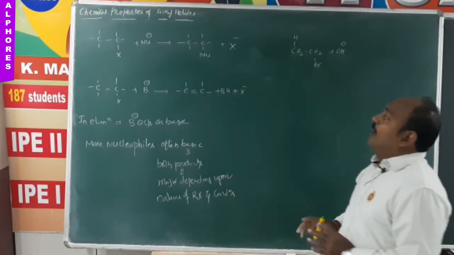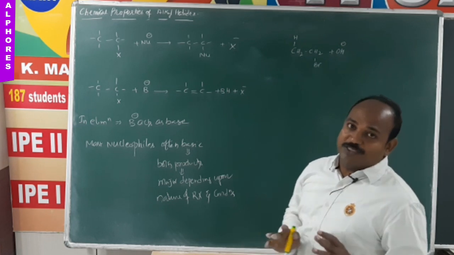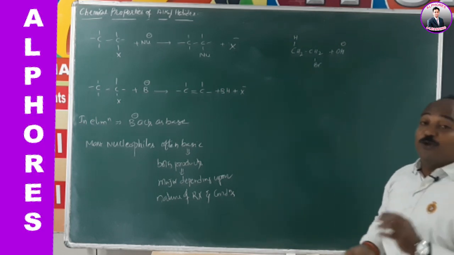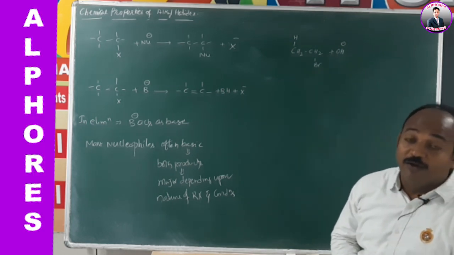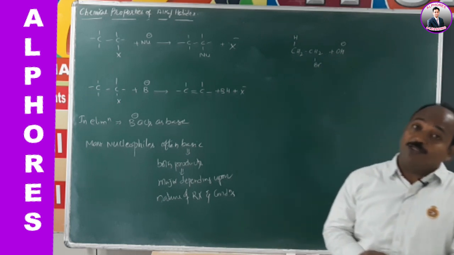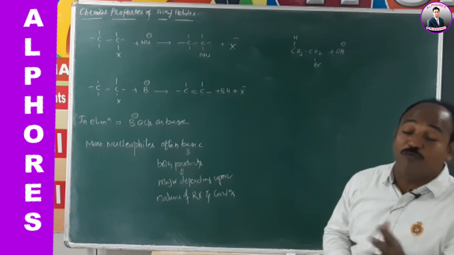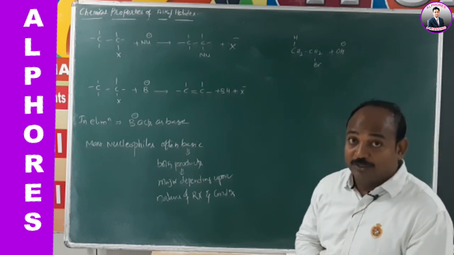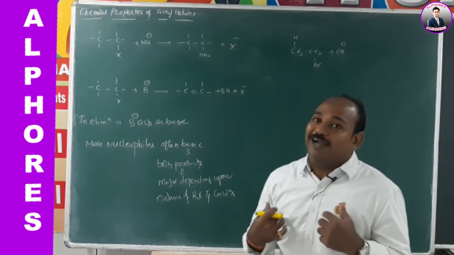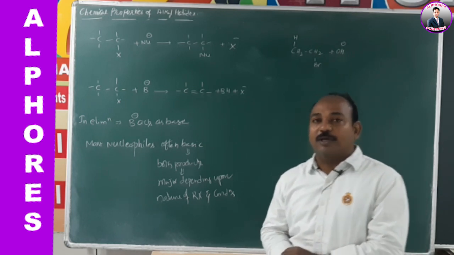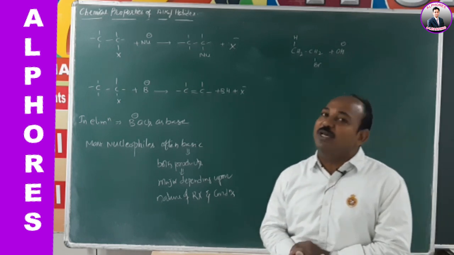So, alkyl halides undergo nucleophilic substitution reactions. For these nucleophilic substitution reactions, what are we using? Negatively charged species. Those negatively charged species are nothing but nucleophiles. So they are electron rich, and since they are electron pair donors, they are also called Lewis bases.